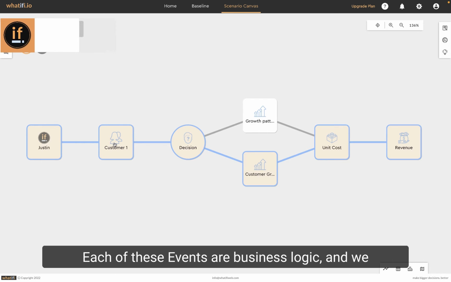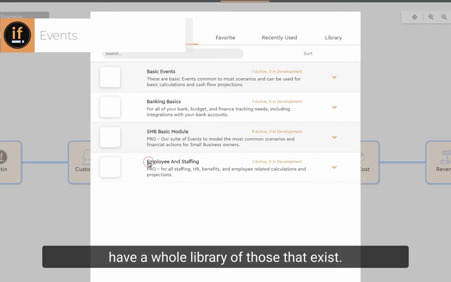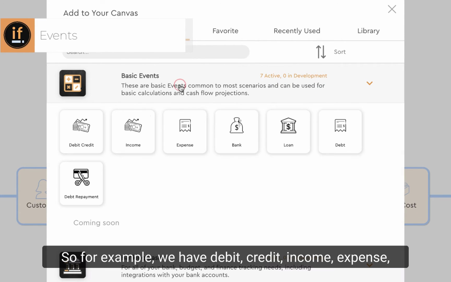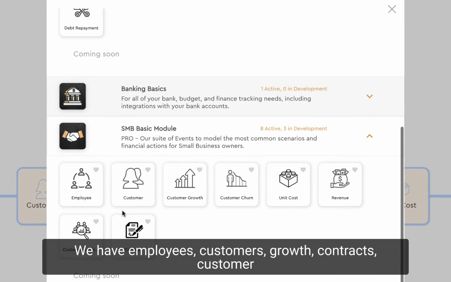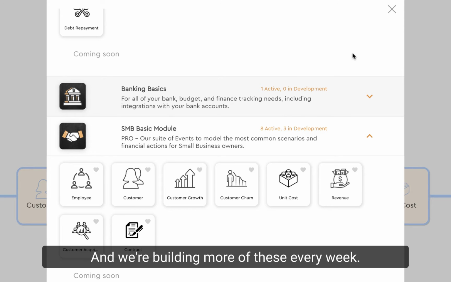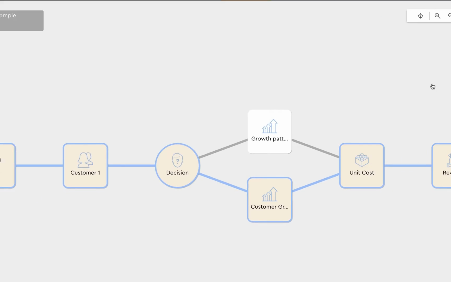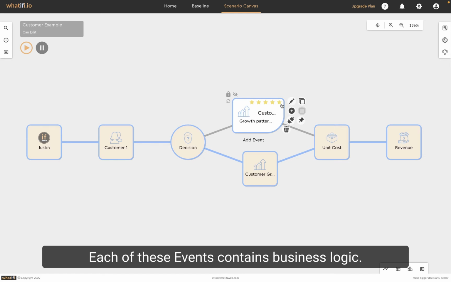Each of these events are business logic, and we have a whole library of those that exist. So for example, we have debit, credit, income, expense, banks, loans. In our software as a service module, we have employees, customers, growth, contracts, customer acquisition costs, etc., and we're building more of these every week. Each of these events contains business logic.